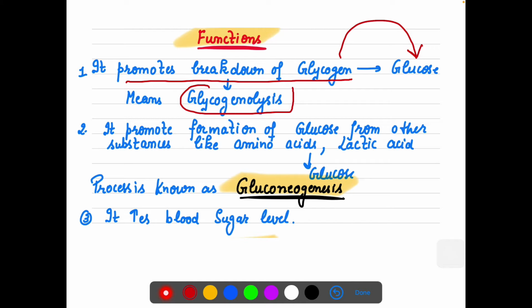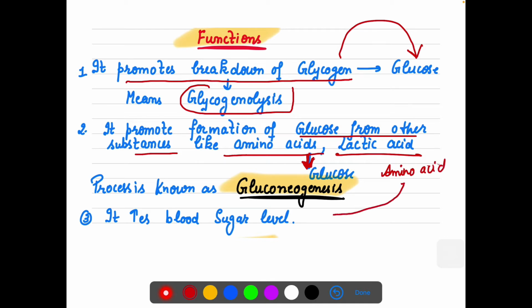it is a hormone which promotes the formation of glucose, not only from carbohydrates, even substances like amino acid and lactic acid also break down and give rise to the formation of glucose. When substances other than carbohydrates, like amino acid and lactic acid, are involved in the formation of glucose, the process is known as gluconeogenesis. So glucagon promotes gluconeogenesis as well as glycogenolysis, and we know that it increases blood sugar level.